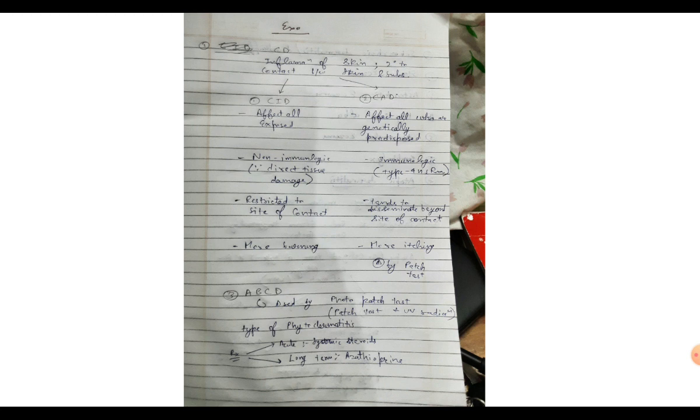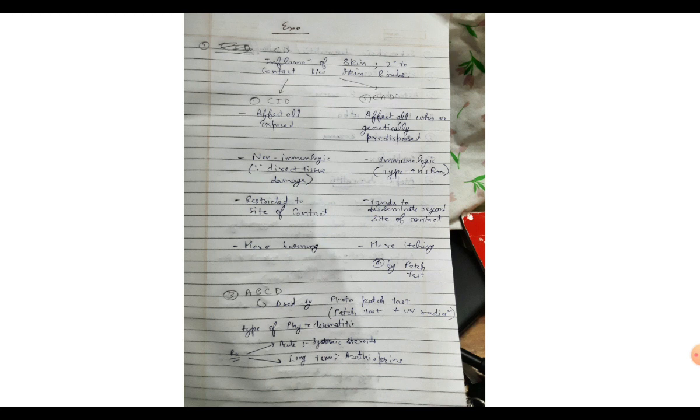I have written the short forms for easy memorizing: CID and CAD. CID is contact irritant dermatitis, and CAD is contact allergic dermatitis. First we will look at their basic main differences, and then I will explain further. First, the predisposition. Contact irritant dermatitis affects all those who are exposed. It does not selectively exclude, it is not specific, but it is a generalized involvement.